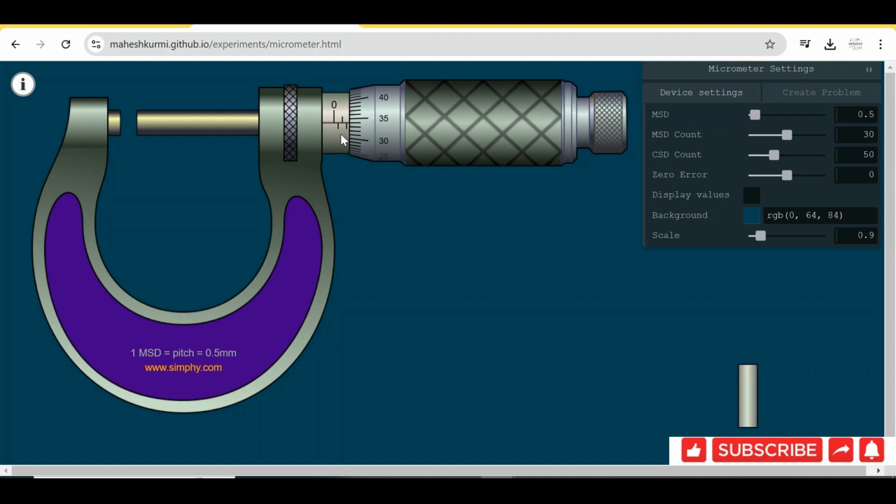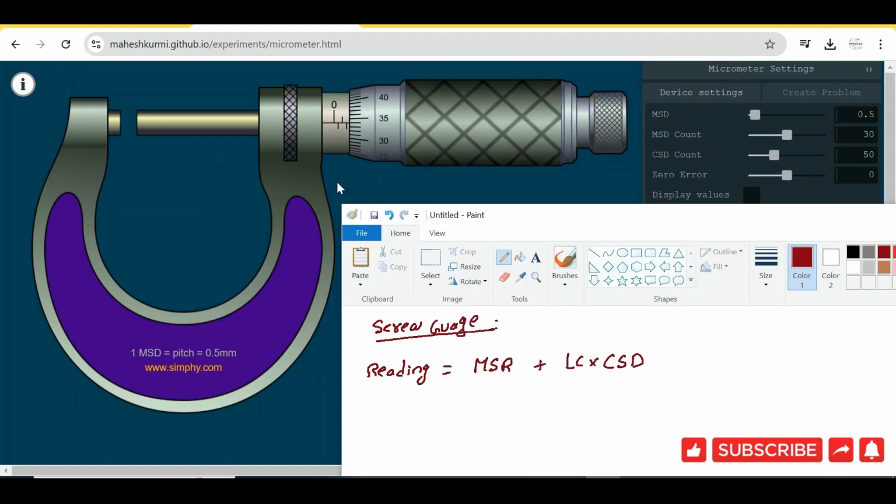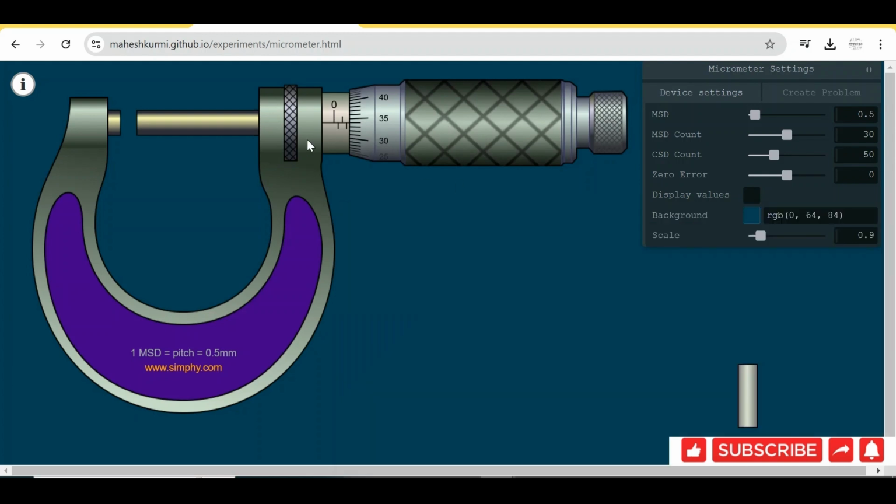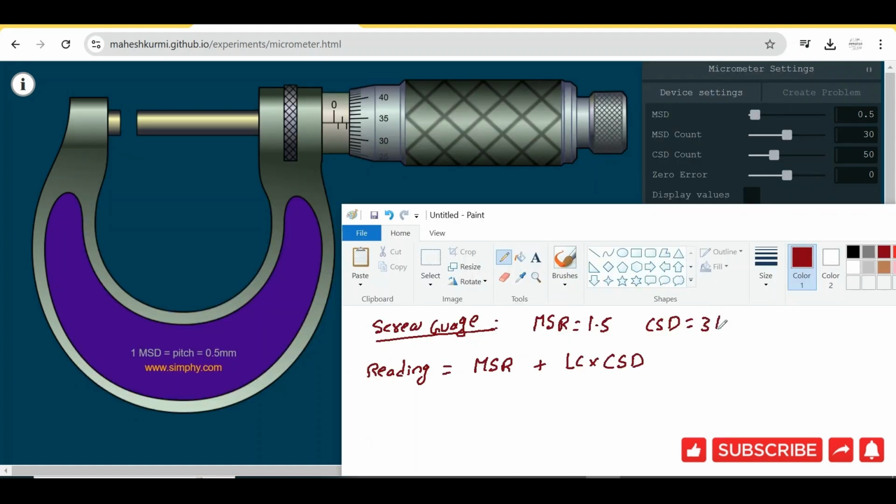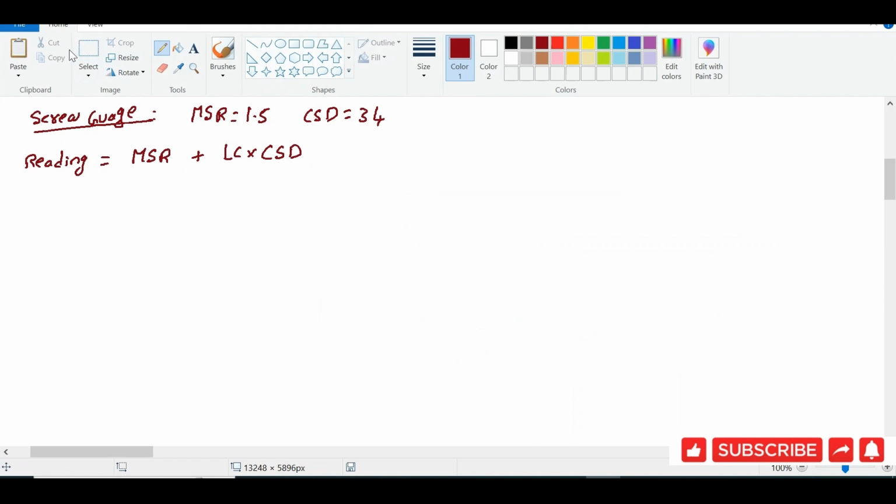Let's take the reading here: 0.5, 1, 1.5. Main scale reading, how much? 1.5 in this example. In this example, main scale reading is 1.5 and you want the circular scale divisions. How many? 30, 31, 32, 33, 34th division coincides with this line. So you have to take circular scale divisions as 34. Now basically you want the least count to get the answer. Let's talk about least count.